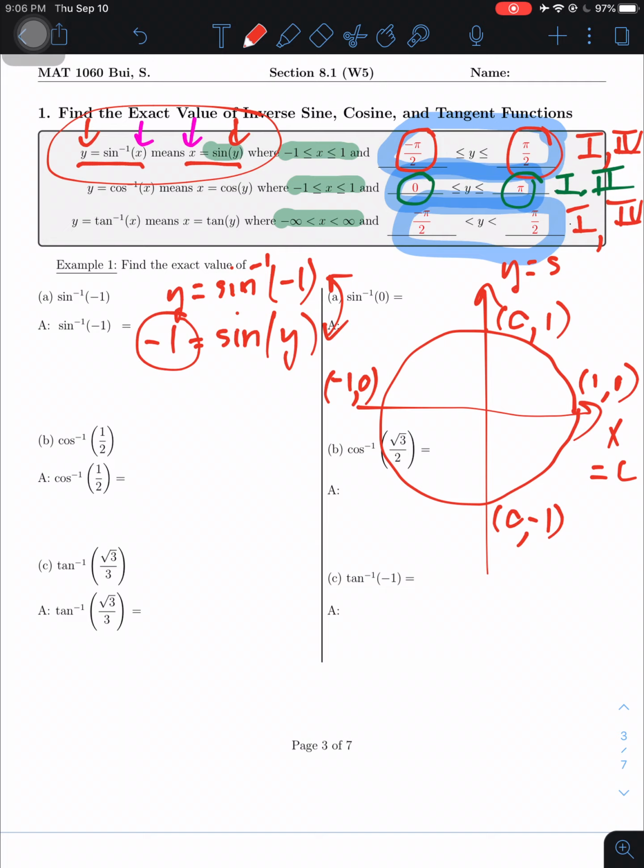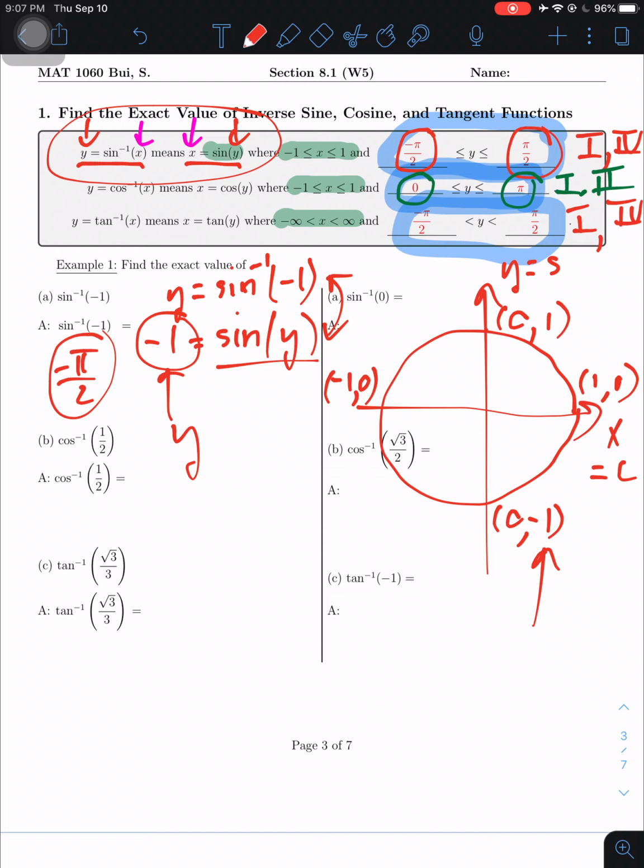We're looking for some angle whose sine has the value of -1, right? That means the y part equals -1. And among these, only this one in here has the y part equal to -1. Okay? So the answer in here would be -pi/2. Or if you don't want it in radians, you can also put it as -90 degrees.